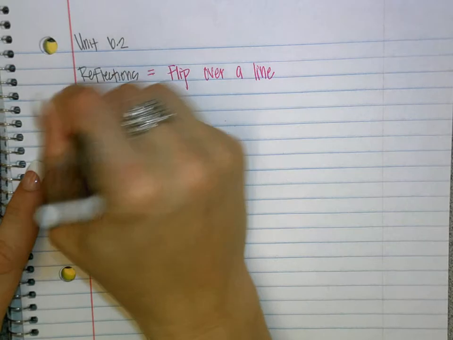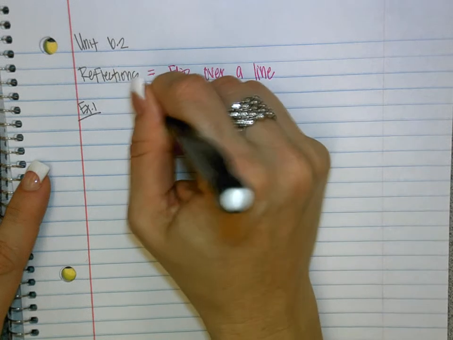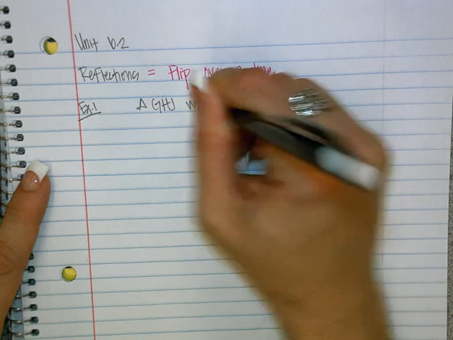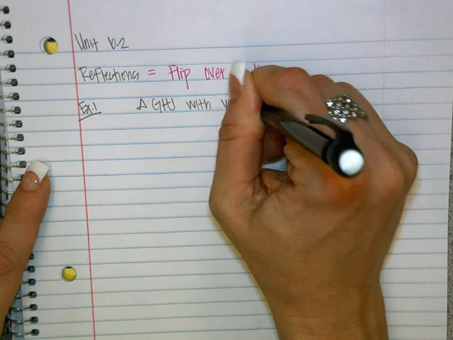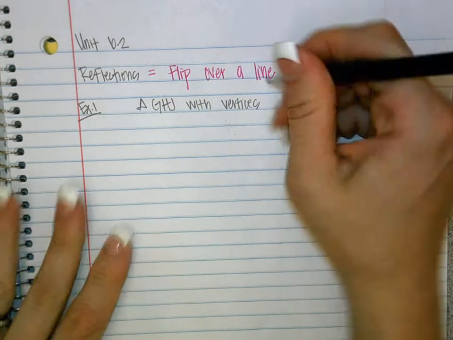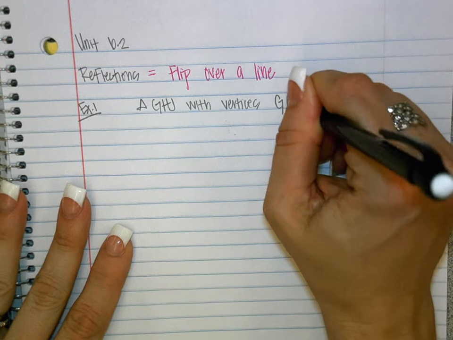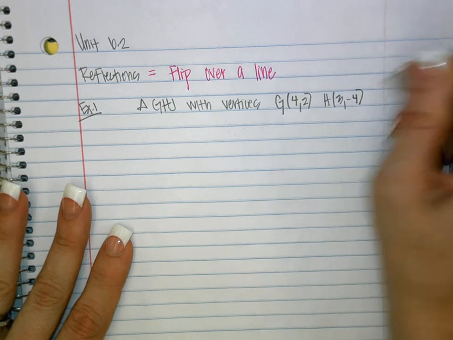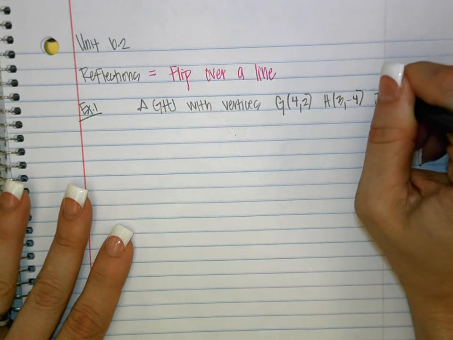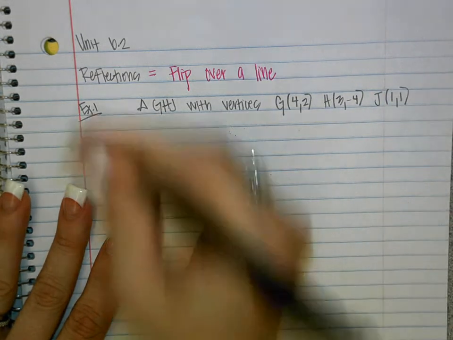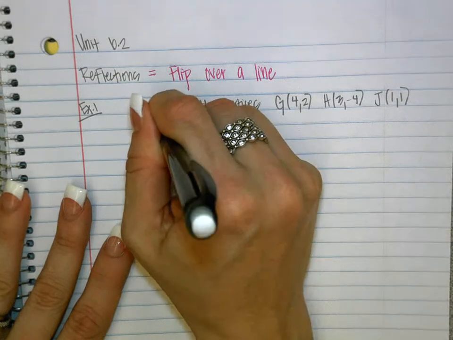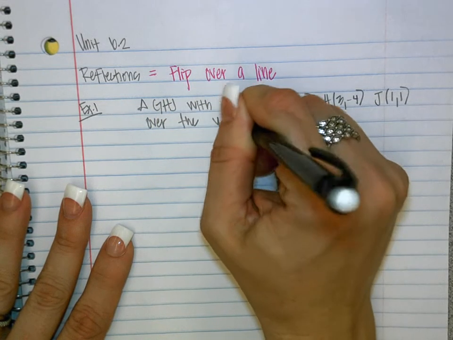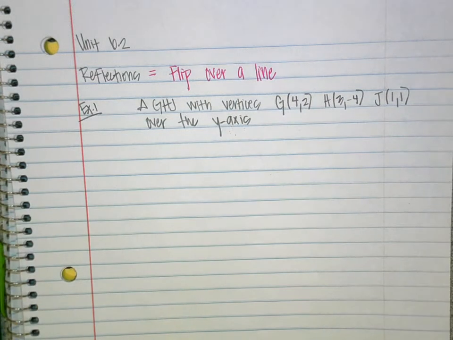So for example, number 1, if I give you triangle GHJ with vertices G at 4, 2, H at 3, -4, and J at 1, 1. And this time we are going to reflect this over the y-axis. So reflected over the y-axis.